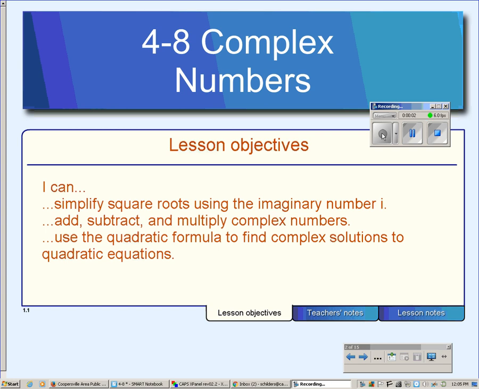This is lesson 4.8 about the complex numbers. Complex numbers are the solutions that we get to quadratic equations that are not real. So in lesson 4.7, I mentioned that we would be finding solutions that were not real. So here we go.